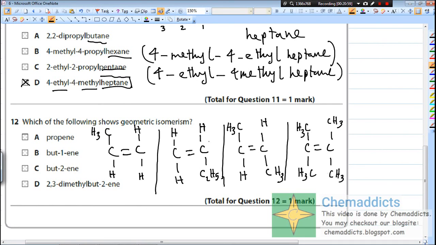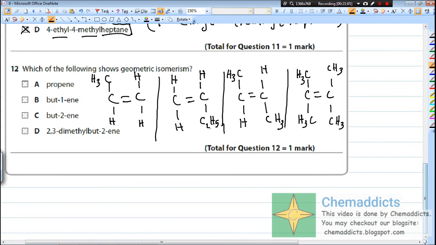In order to answer this question, let us at first study the criteria for geometric isomerism. The first criterion is restricted rotation. As we can see here, all of the molecules have restricted rotation, so they might have possible geometric isomerism. The first criterion matches with all these molecules.